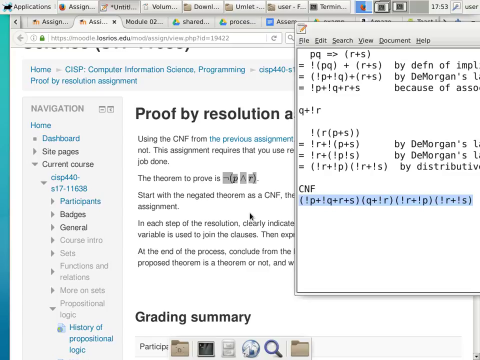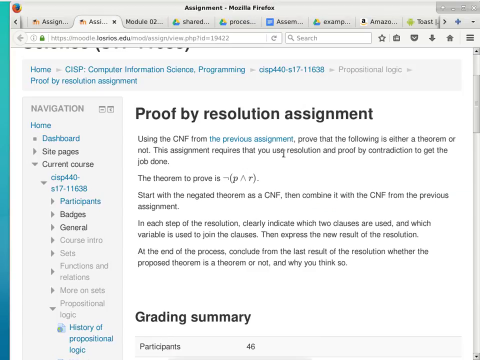So when you read the homework assignment here, this assignment requires that you use resolution and proof by contradiction to get the job done, because I need to prove whether this is a theorem or not, okay? In other words, there's no guarantee. I'm not telling you whether the negation of P and R is really a theorem, whether it is implied by all the 3 well-formed formulae in the previous homework assignment or not. So there's a chance that it is, and there's a chance it is not.